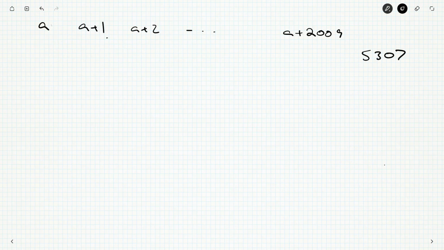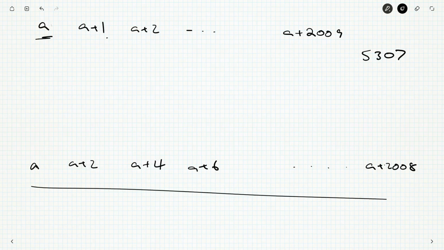So what is there to do? Can we figure out a? Absolutely, we can. But more than that, what do we actually want? We want the sum of a plus the next term, a plus 2, and then every other term all the way up to a plus 2008. While we might want to figure out the first term, if there is a shortcut that gets us just the sum of these numbers, we need to go for it. There doesn't seem to be any such shortcut right away.